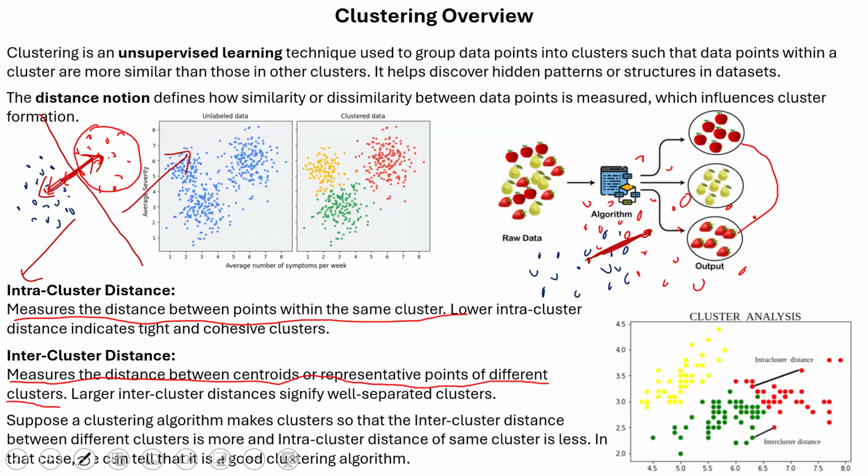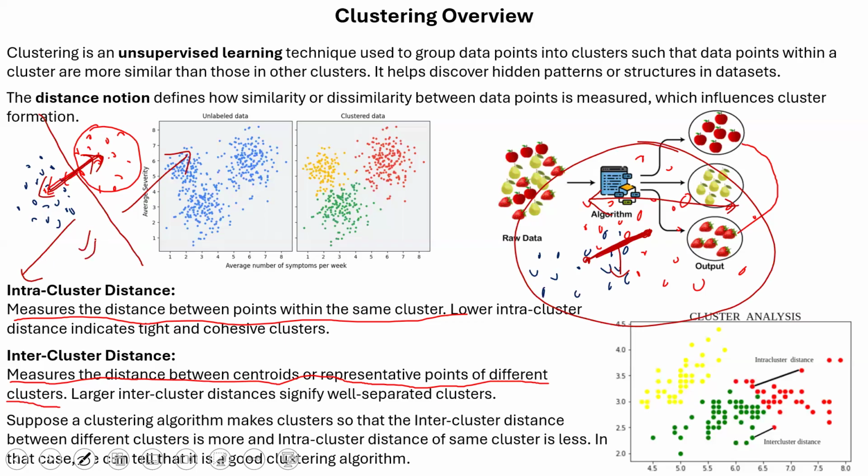Okay. So as this is less, but inter-cluster distance is very large here. I mean, intra-cluster distance is very large. The distance between the points within the same cluster is large, but inter-cluster distance, the distance between the representative points of the two clusters, is very less. So in this case, there is no clear separation between the clusters. They are mixing up. They are combining with each other.